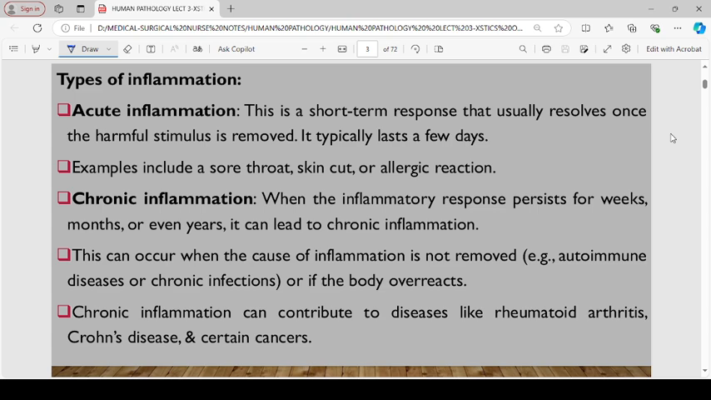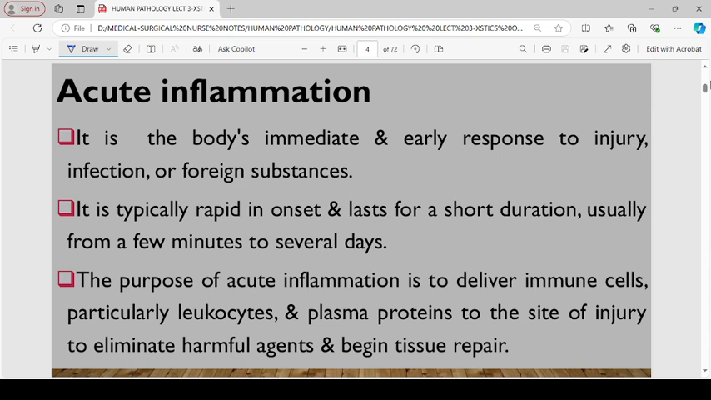Chronic inflammation, on the other hand, is when the inflammatory response persists for weeks, months, or even years. This can occur when the cause of inflammation is not removed, like in autoimmune conditions or chronic infections, or if the body overreacts to a stimulus. Chronic inflammation can contribute to diseases like rheumatoid arthritis, Crohn's disease, and certain types of cancer.